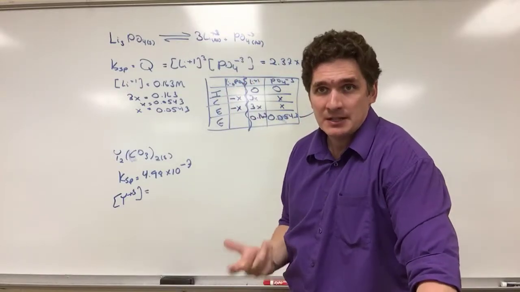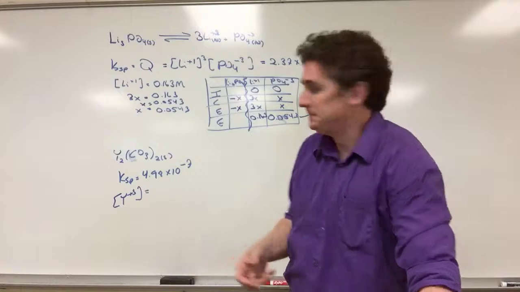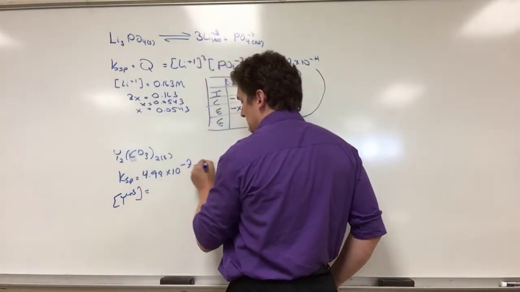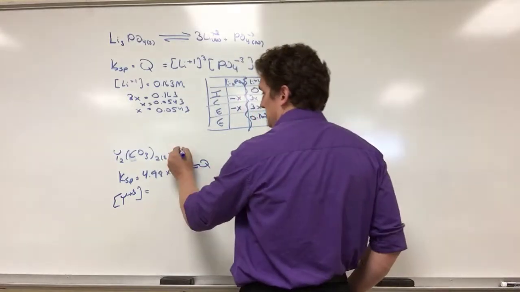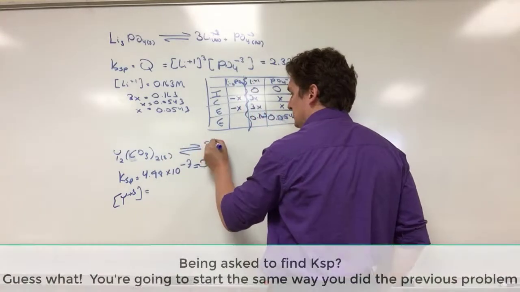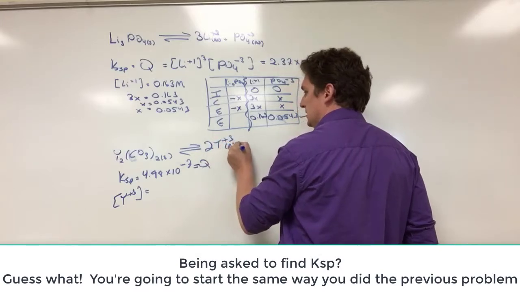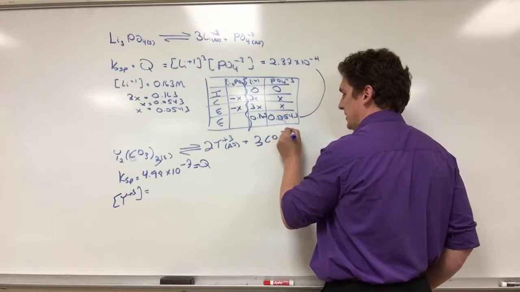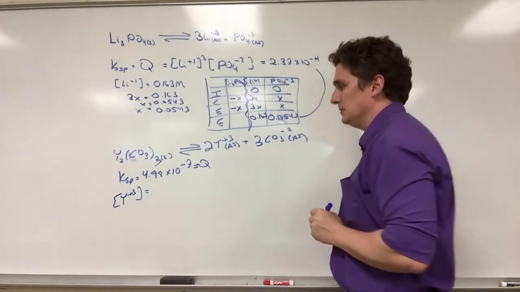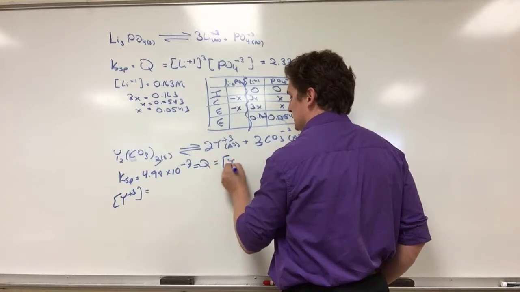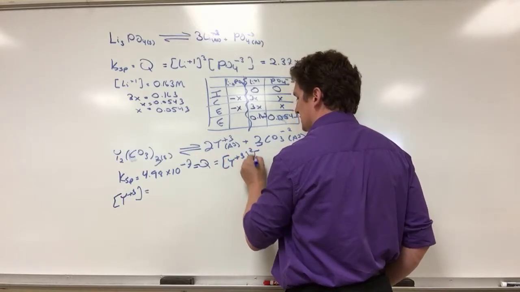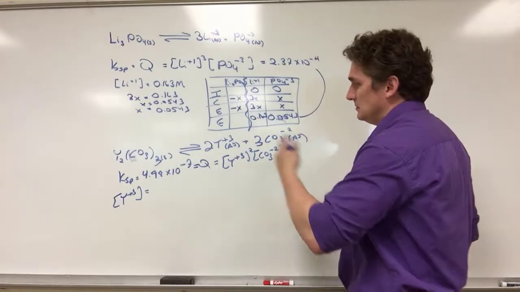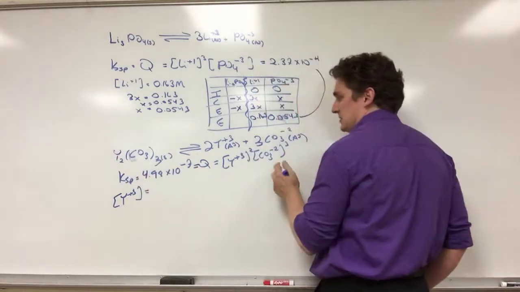What if you're given Ksp and asked to find concentrations? Same approach. We have Ksp, we know that Ksp equals Q, and we know our expression for Q for yttrium carbonate. If we write out the net ion equation, it's 2 Y+3 (aq) plus 3 CO3 -2 (aq). So this is going to be the concentration of yttrium +3 squared times the concentration of carbonate cubed.